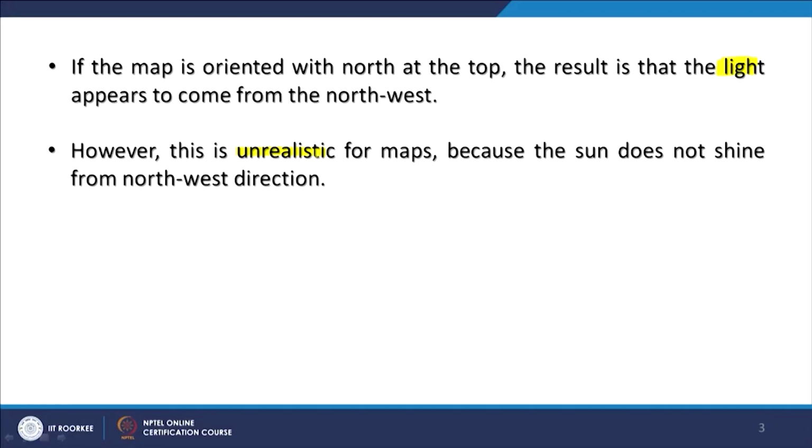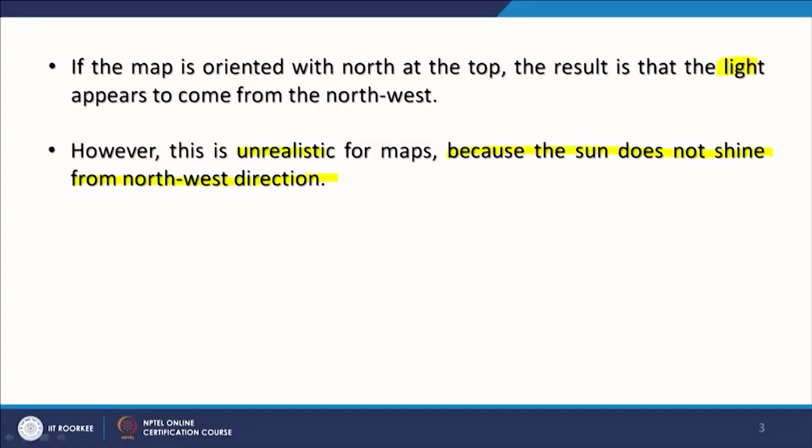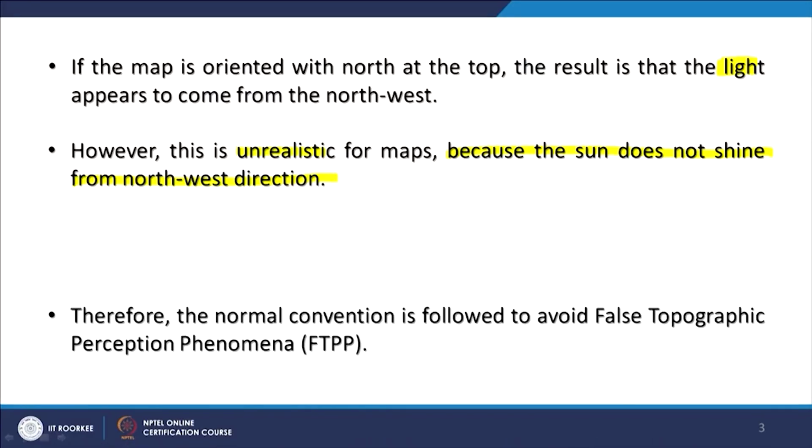The sun will start from east and will set in the west. So how will the sun reach on the north? But because we are working on a computer, we can simulate the sun position with reference to north as well as the elevation as per our requirements, as per our desire. Though that might be unrealistic, because the sun does not shine from the northwest direction.